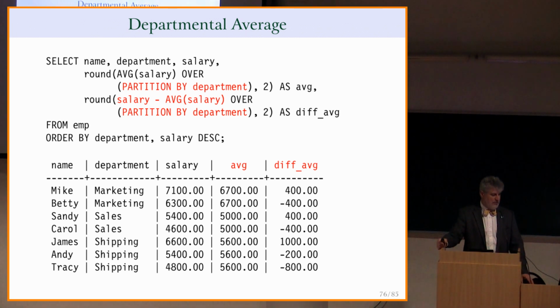Notice that Carol was the person who made less money overall, but in fact, she's doing better department average-wise than Tracy is. Just interesting to see. This is kind of hard to write in an application. If you had to write an application to show this data, it's just kind of awkward. Like, oh, okay, what's my department? Okay, how many people do I have?